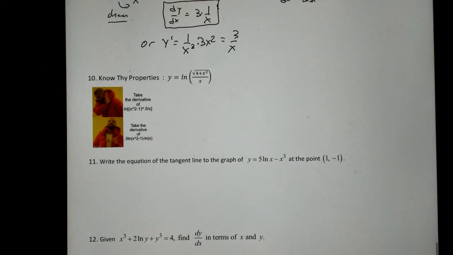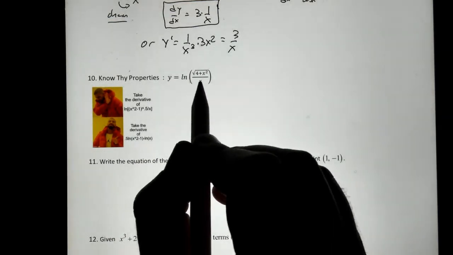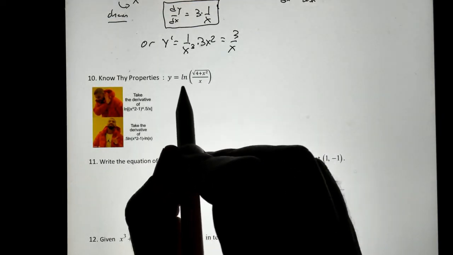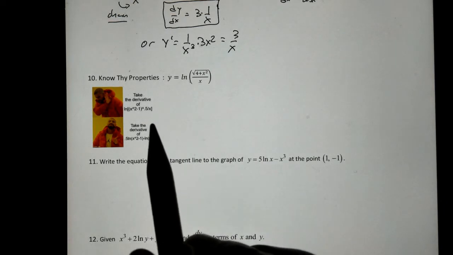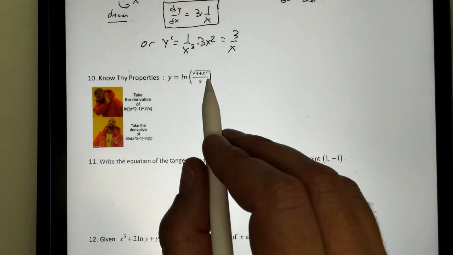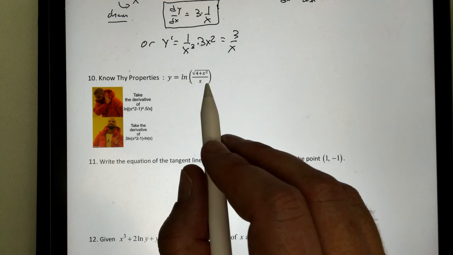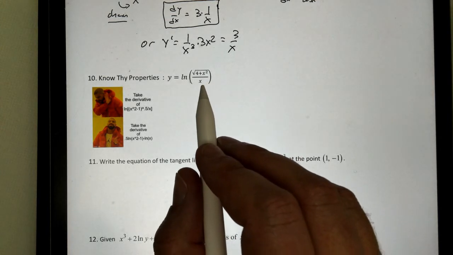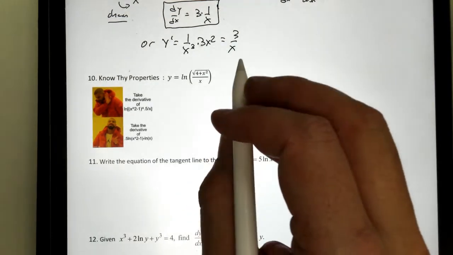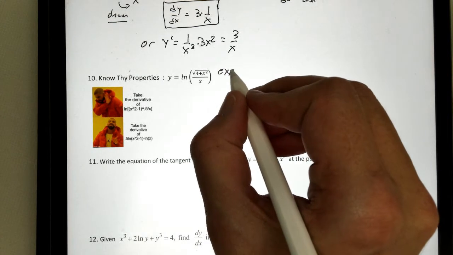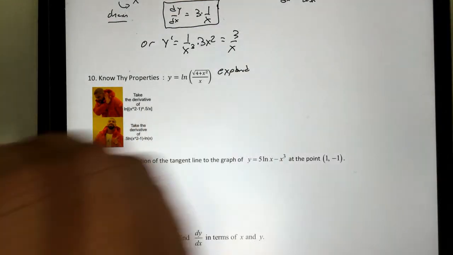Know thy properties. It's the 12th commandment, okay? Know thy properties. We want to take this derivative right here. To get this derivative, we're definitely going to want to use the properties on this one, people. Don't be a hero. We want to expand this.